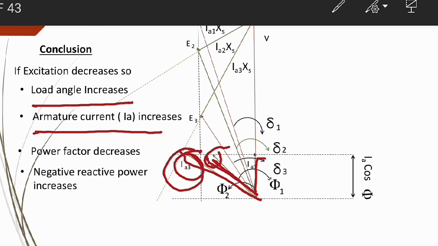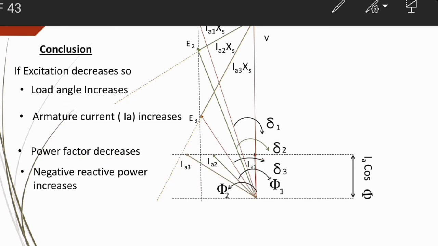You can say the armature current increases. Then power factor decreases, because initially the value of power factor is cos phi 1, and the value of phi 1 is small, so cos phi is large. So initially, we can say the power factor decreases.